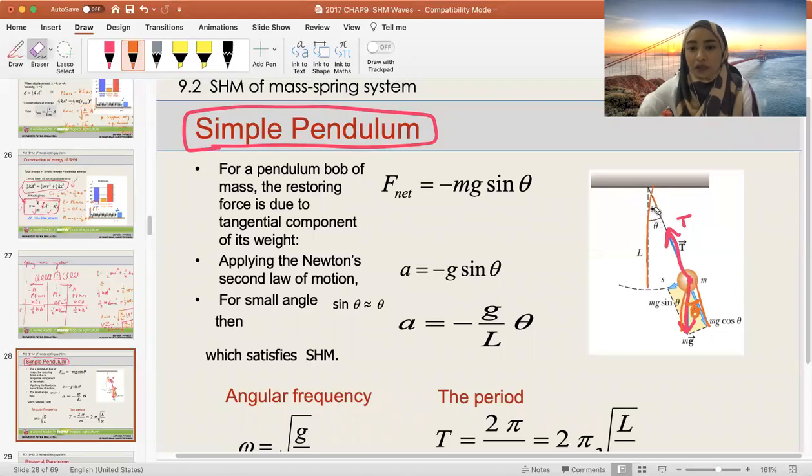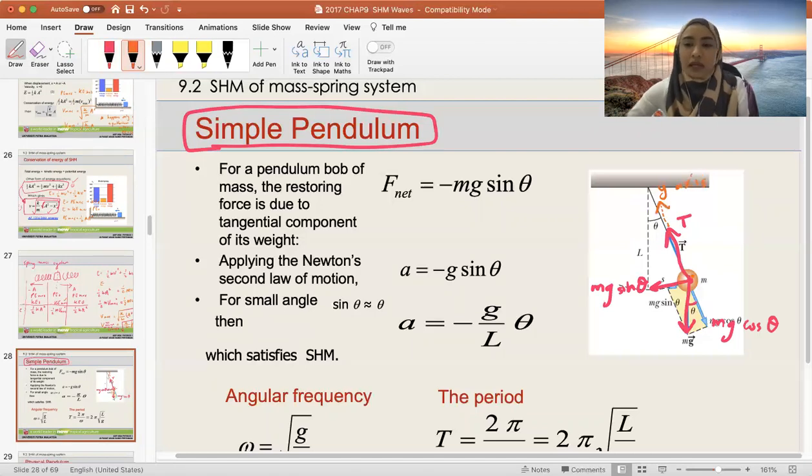Okay, so theta up here and theta down here is the same. We have concluded that. So now I can resolve it. If this is theta, this becomes mg cosine theta, and this guy becomes mg sine theta. Now this is my y-axis, because I can choose whatever axis that I like as long as they are perpendicular. This is my x-axis.